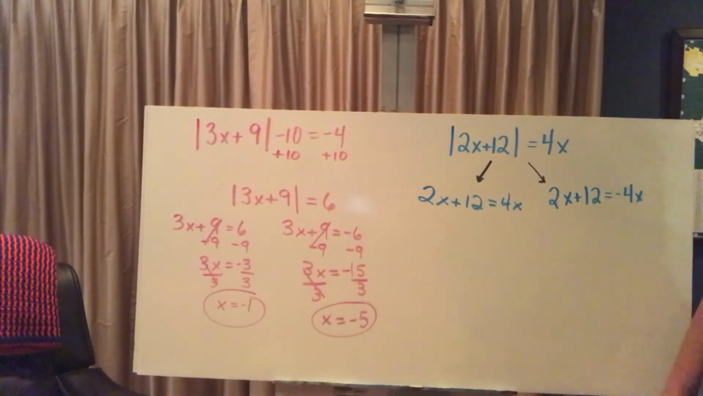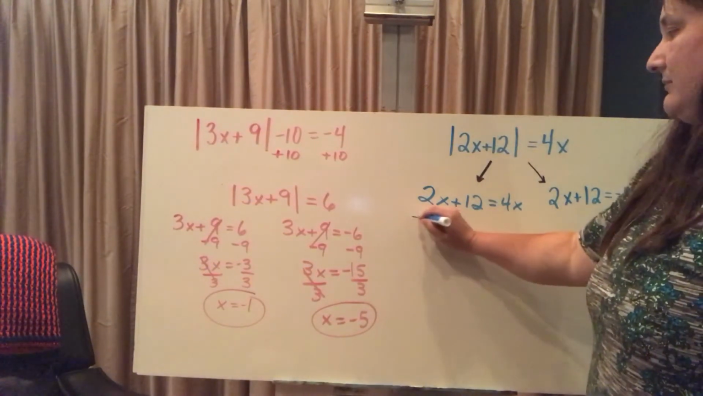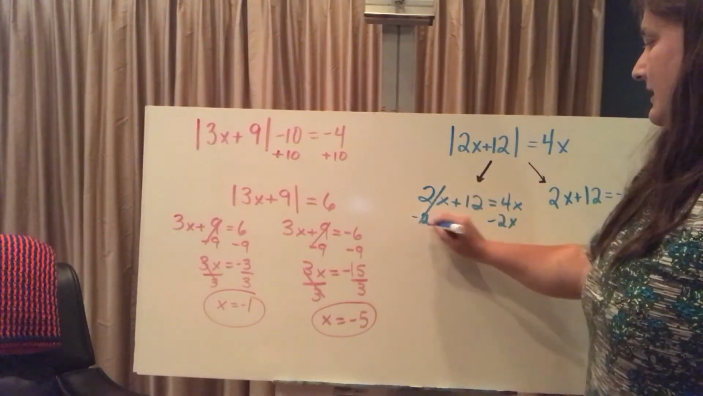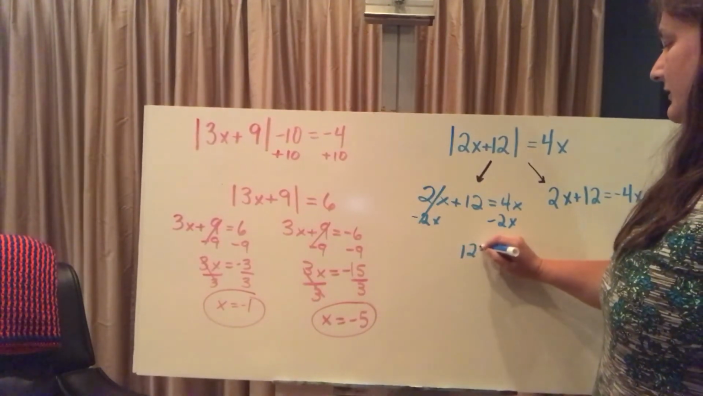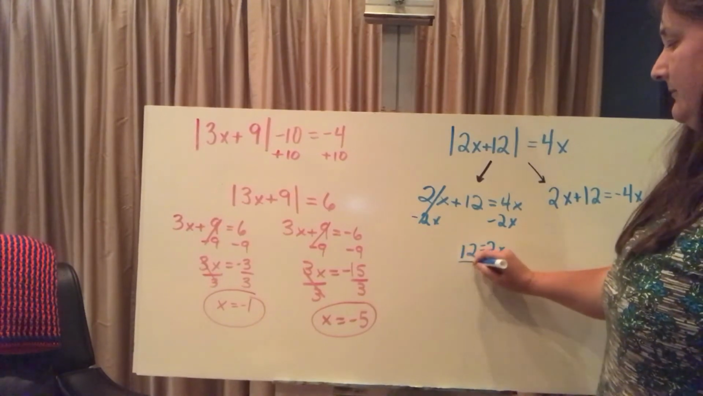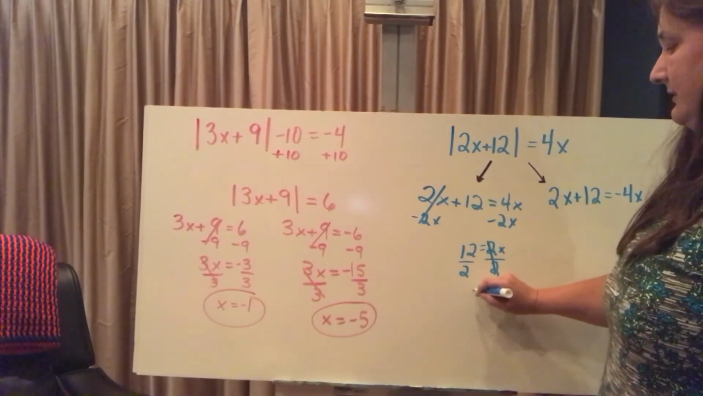So I'm setting up two separate equations here. I'm going to solve this one first. I'm going to get rid of 2x, and I have 12 equals 2x. Now I'm going to divide both sides by 2, and I get x equals 6.